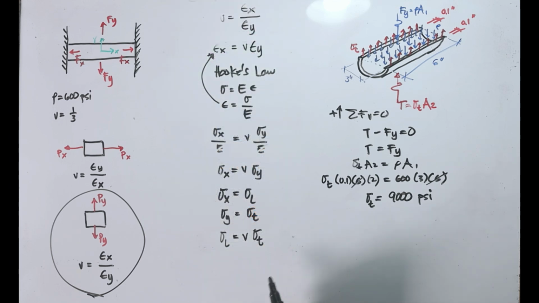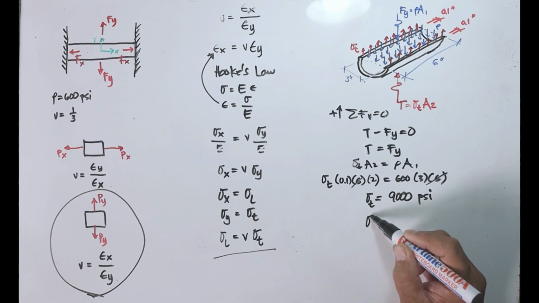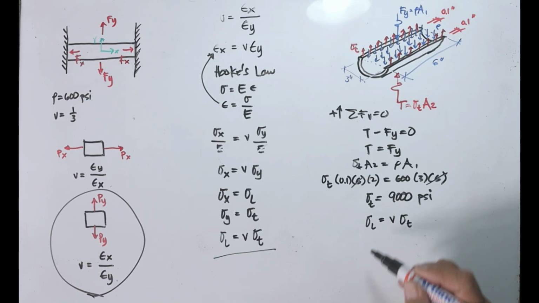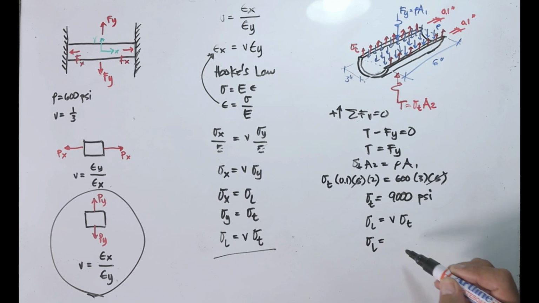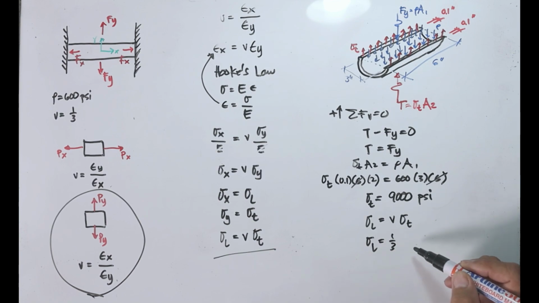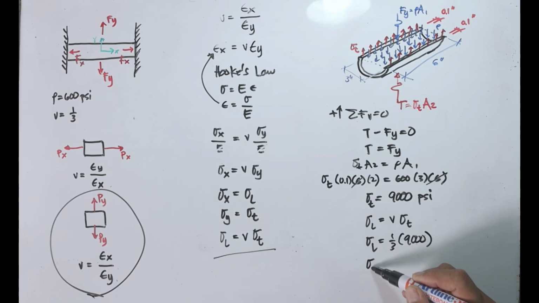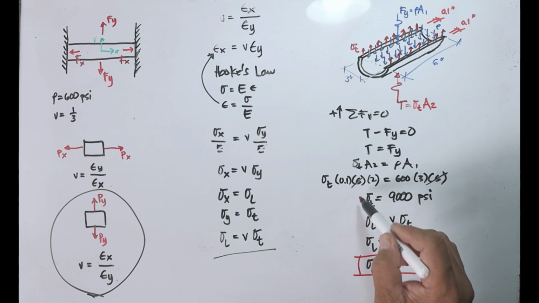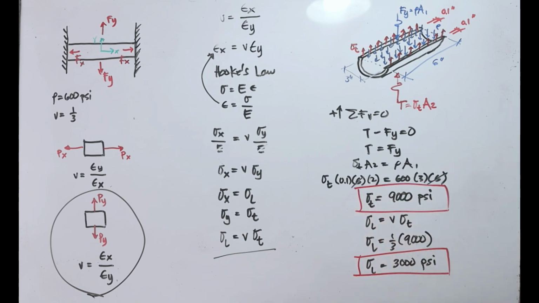Then from here, longitudinal stress is Poisson's ratio times tangential stress. So longitudinal stress is 1/3 times 9,000. Longitudinal stress is 3,000 psi. Okay, so our answer: longitudinal stress is 3,000 psi, tangential stress is 9,000 psi.